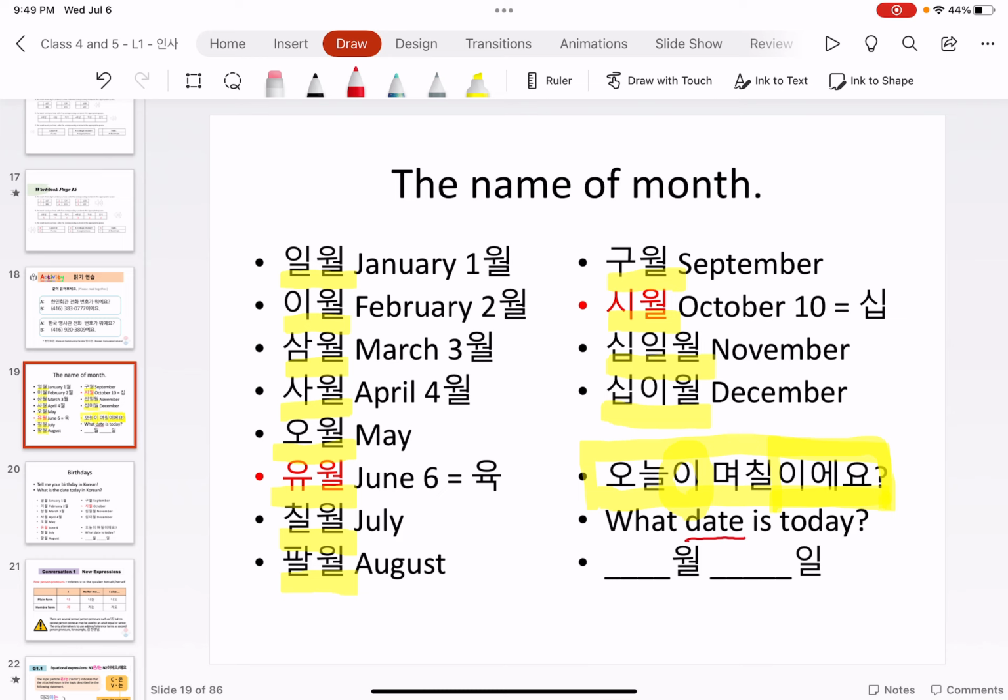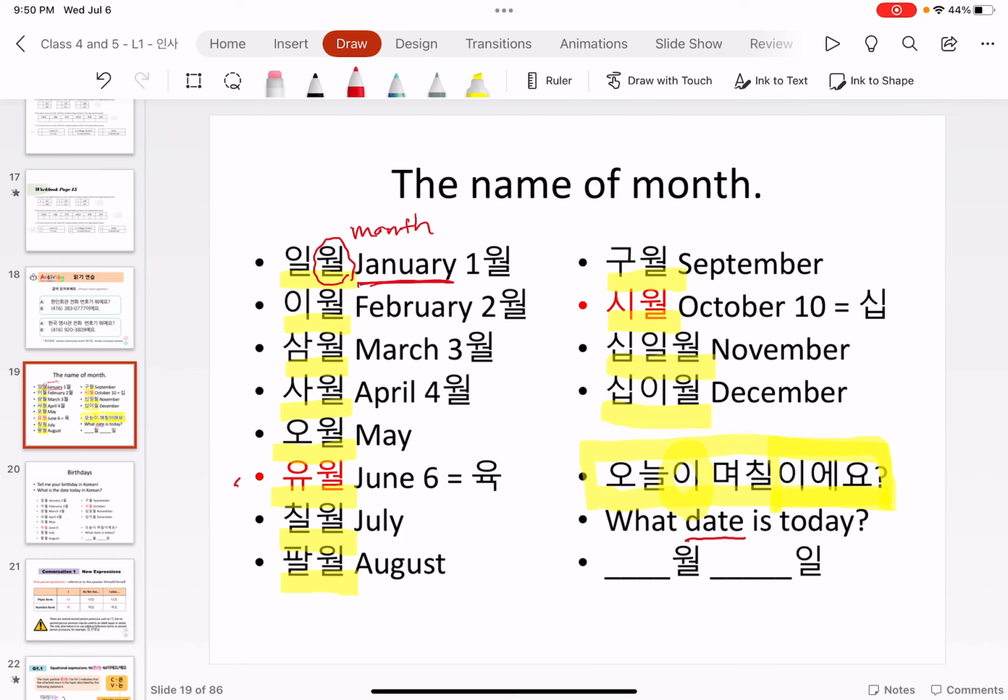월 here is a counter for month. In English, you say January, February, March, April, and so on, and the name doesn't contain the order of the month, like whether it's the first month or second month. In Korean, it's very straightforward. We say the first month, second month, third month, fourth month, and so forth.